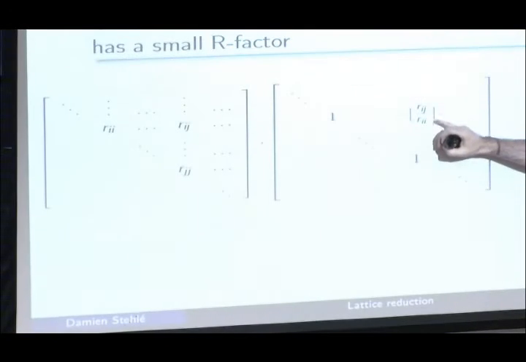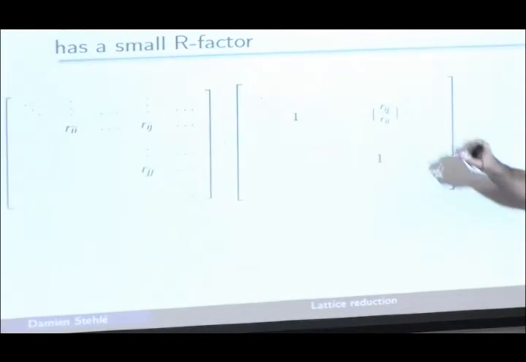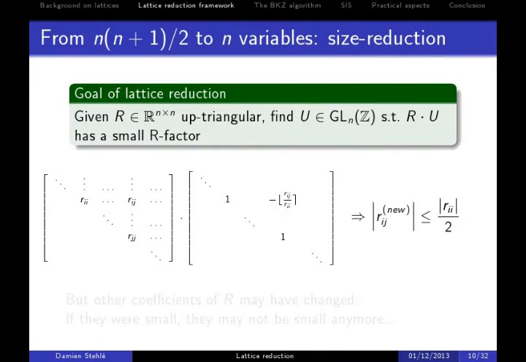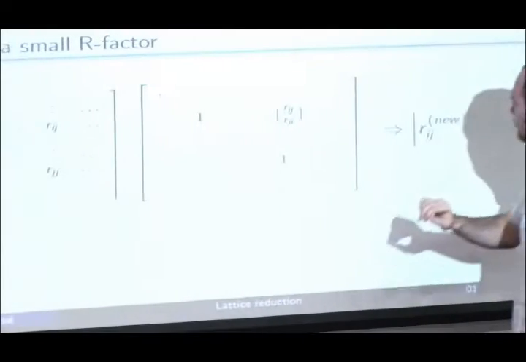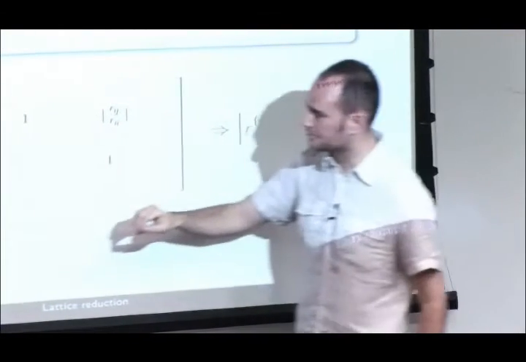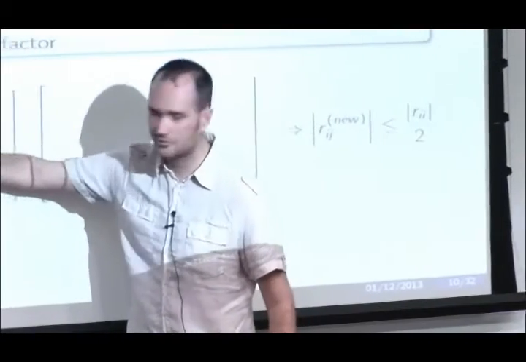So what we do is the next best thing. We don't take Rij over Rii, we take the nearest integer to it. The effect of this is that this changes this coefficient, and it makes the new Rij smaller than half of Rii. So it makes this smaller than half of this.